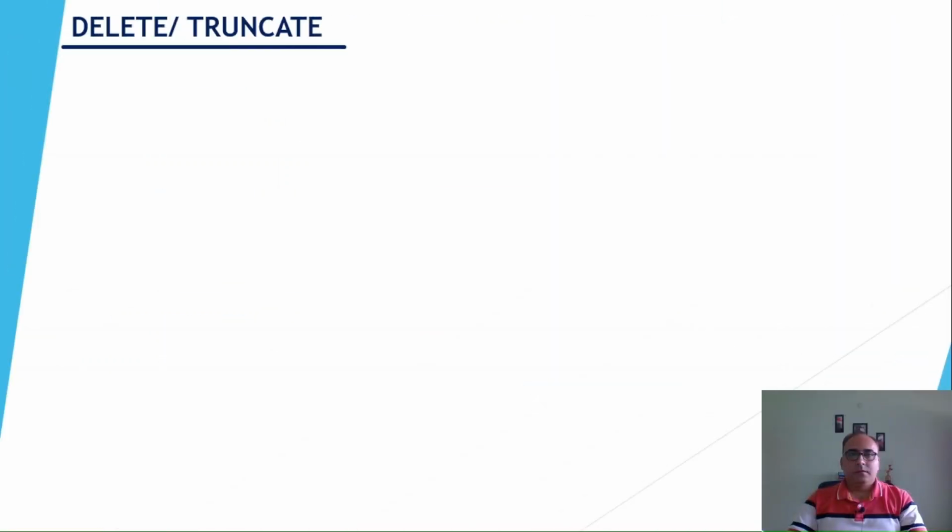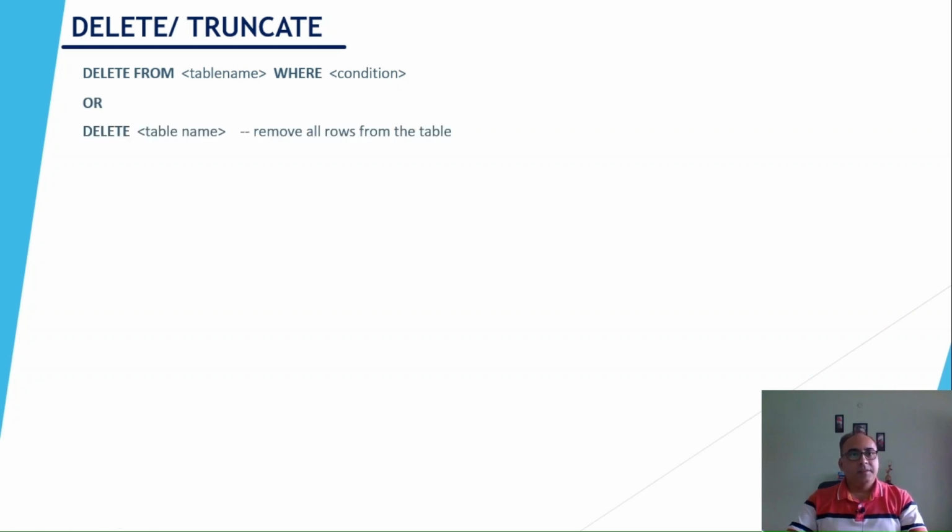Now let's talk about delete and truncate statements. Using delete, we can basically delete rows from a table. It's a DML statement. The syntax is delete from, then we specify the table name, then where, and then the condition. Or the other way is that you can simply call delete table name. So this will simply remove all the rows from the table. In this case, we are not specifying any where condition.